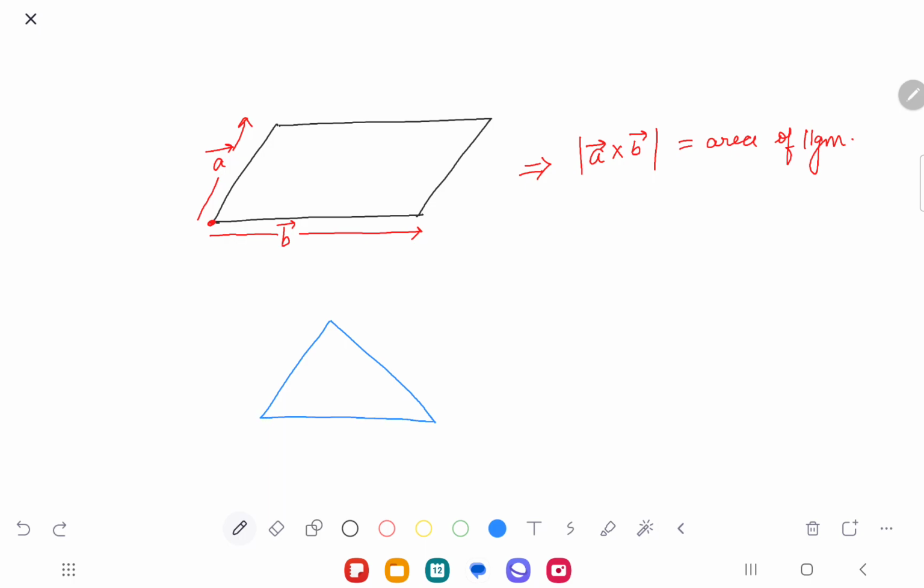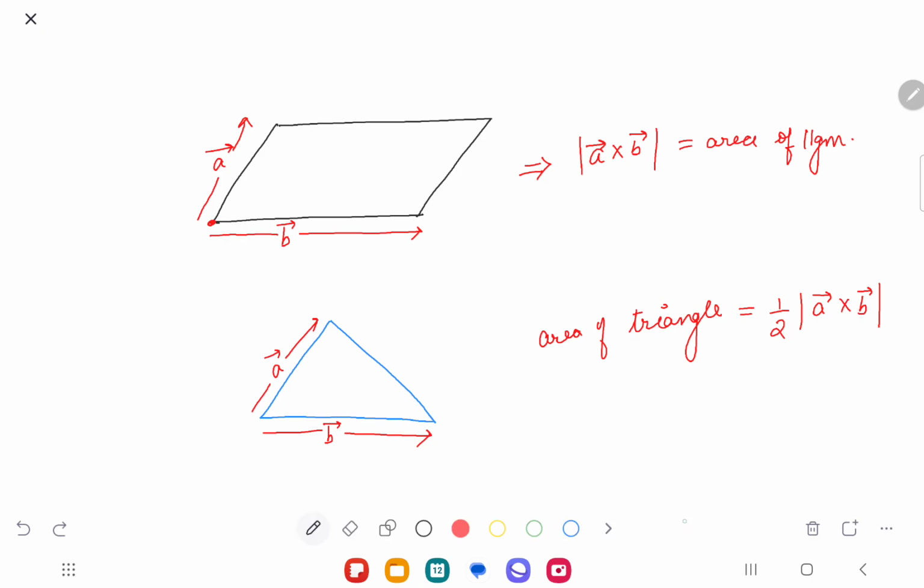Now, similarly, if you are given a triangle, where this side is A vector and this side is B vector, the area of the triangle is nothing but half of A cross B. Very simple. All you have to do is A cross B, find its magnitude, and calculate half of it. Are you understanding my point?